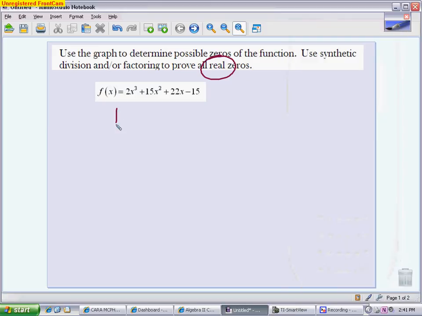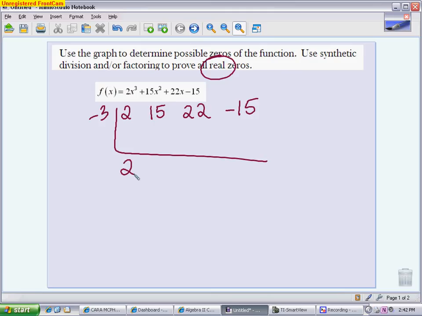So I'm going to start my synthetic division process by setting up the box, putting the coefficients across the top, and choosing one of the zeros. It does not matter which one. I thought that -3 looked like a 0. Go through the synthetic process, and what should happen is you should get a 0 remainder if you correctly did the synthetic division and had the right 0.